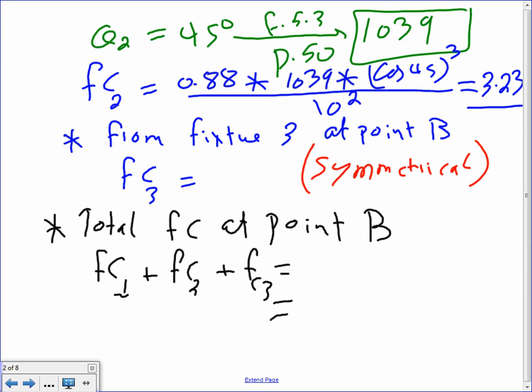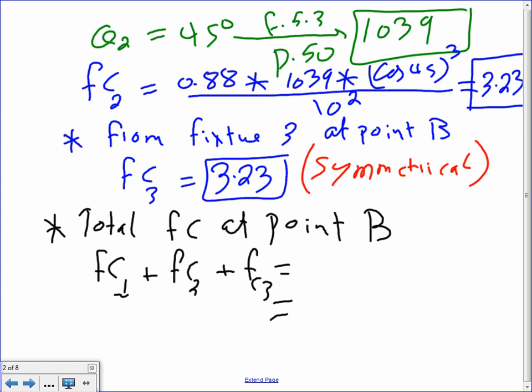It's 3.23. Okay? This is just a calculation. Then when you come over here, this will also be 3.23 because of what? Symmetrical. Can I have a thumbs up, Chad? We got it? Cool. Then the total foot candle at point B from all the fixtures together, you just add them up. We don't average here. This is not averaging. This is just adding them up, right?